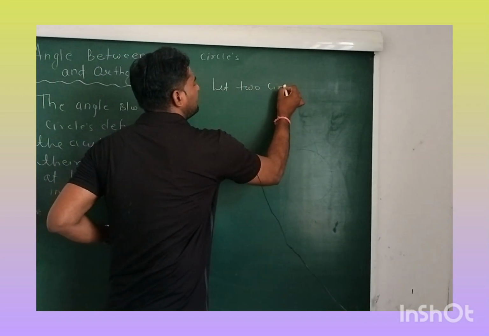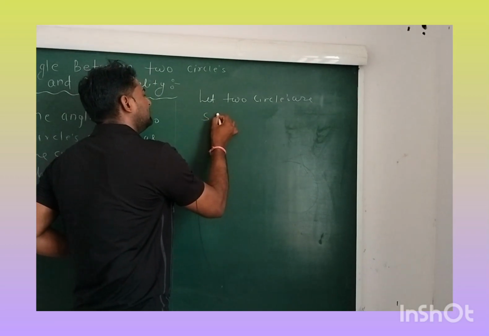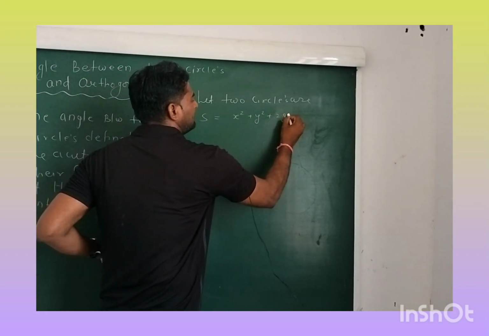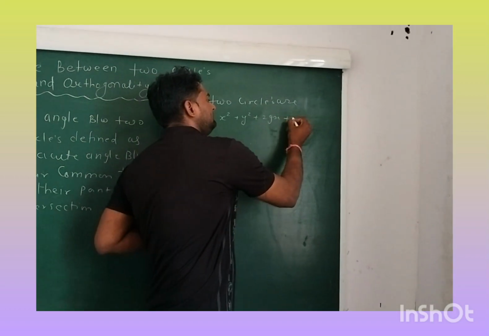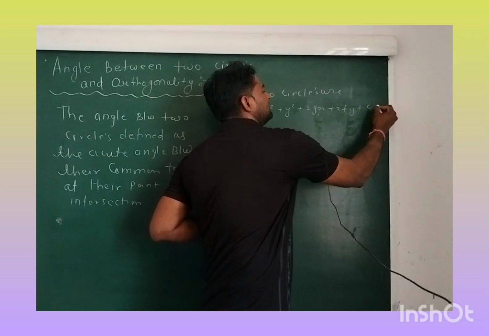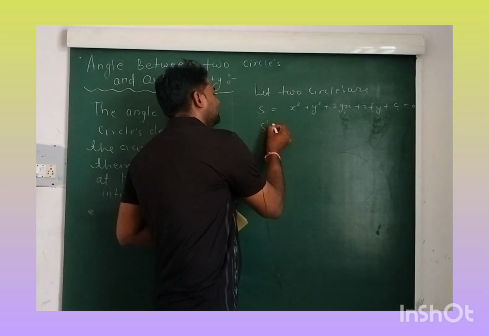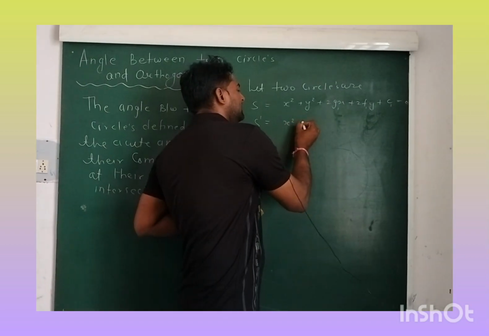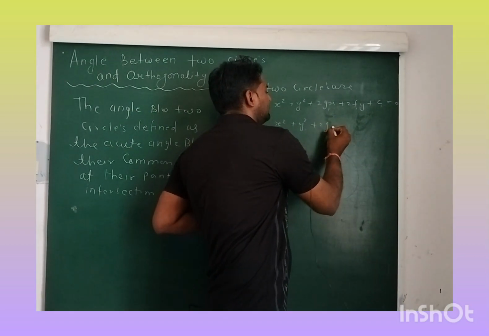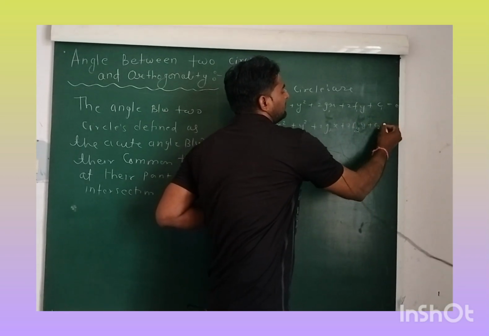Two circles are S is equal to x square plus y square plus 2gx plus 2fy plus c. Yes, g1 f1 c1 is equal to 0. So suppose this is the first equation of circle. Second equation S dash is equal to x square plus y square plus 2g2x plus 2f2y plus c2 is equal to 0.